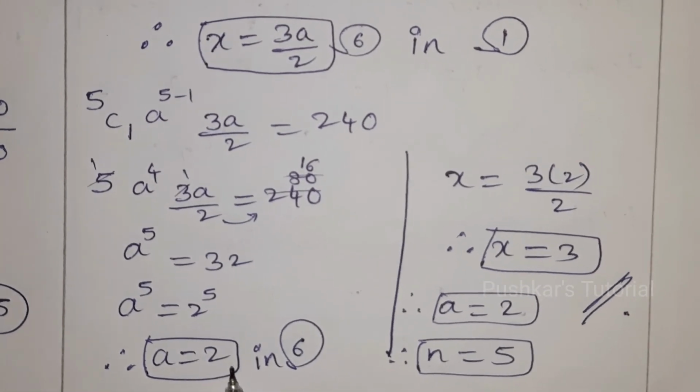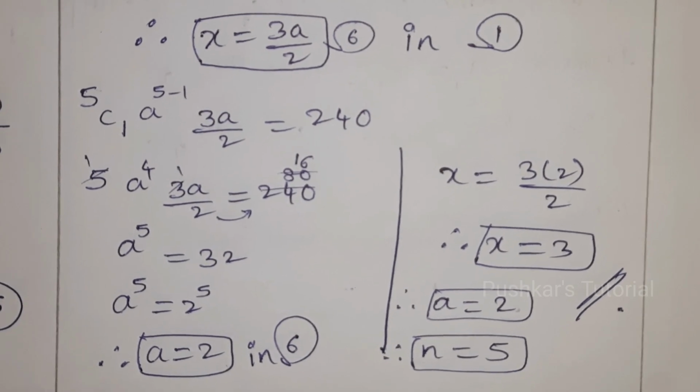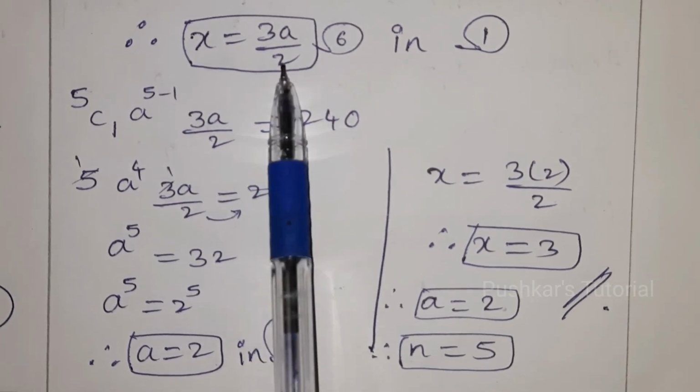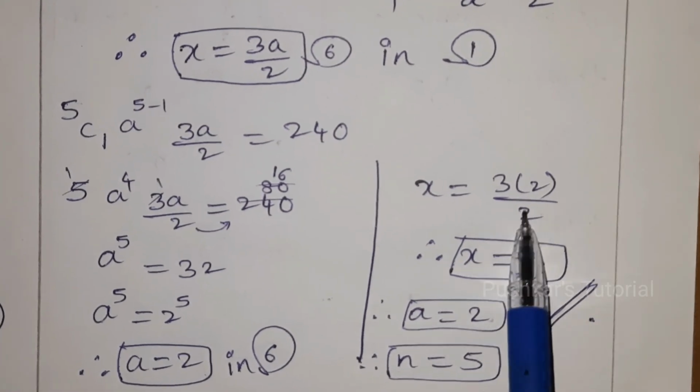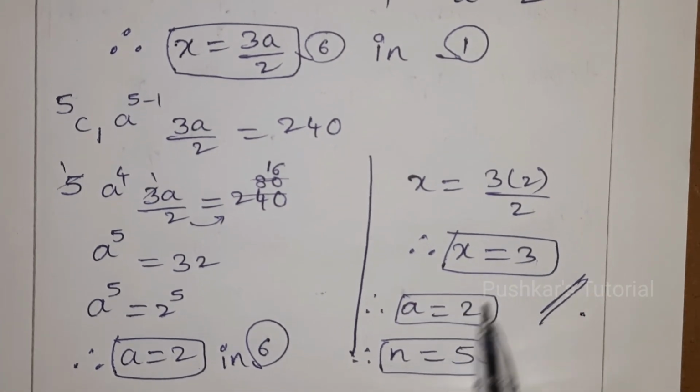So we got the n value and a value, but x is still left, so substitute the a value in the x value. So x is equal to 3 into 2 by 2. So 2 cancels, x value is 3. Therefore, the values of x, a, n are found.